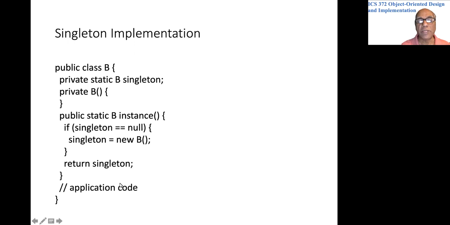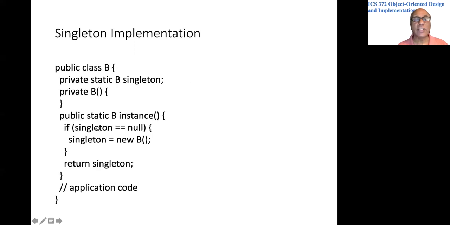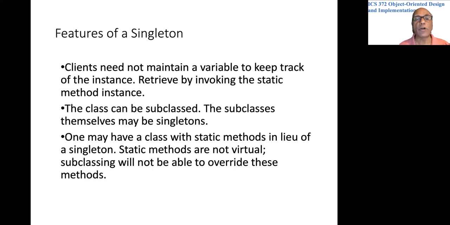And there can be many instance methods here to deal with application related stuff. So you can see some features of a singleton in this slide. One thing is that clients need not maintain a variable to keep track of the instance. You can always get the instance by typing b.instance. That will always return the singleton object. So any code that can access B can write b.instance. You don't have to store that object reference anywhere.